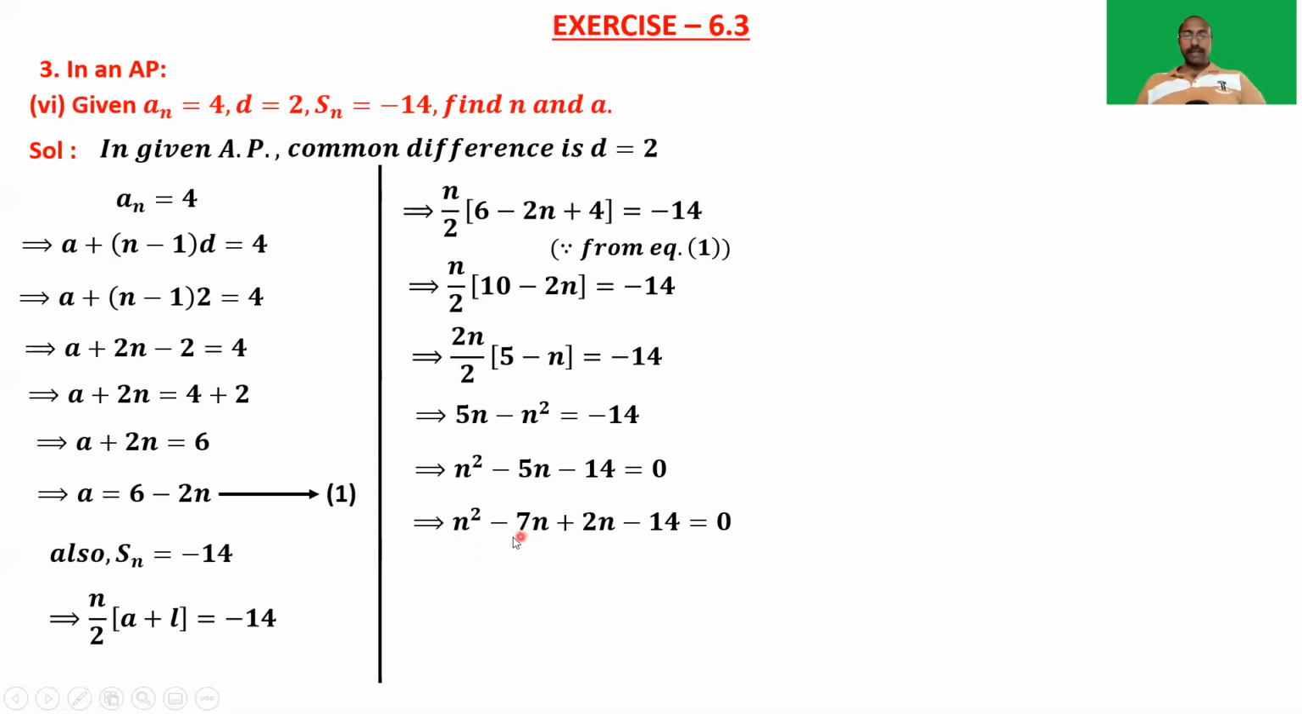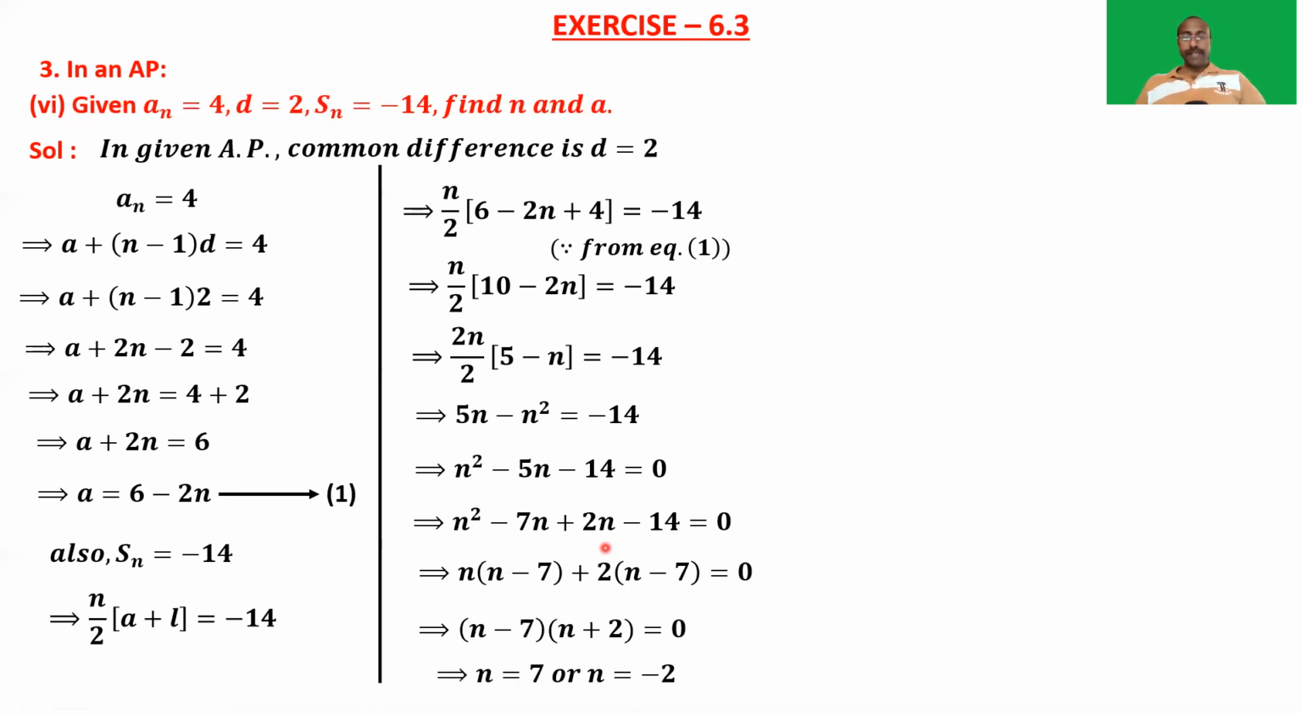Now take n common in first two terms and 2 common in second two terms. So by taking n common in first two terms, we get n into n minus 7. And by taking 2 common in last two terms, we get 2 into n minus 7 equal to 0. And n minus 7 is the common factor here. So taking n minus 7 common, n minus 7 into n plus 2 equal to 0. That is either n is equal to 7 or n is equal to minus 2. So n must be positive and a whole number. But n cannot be negative, so n is equal to 7.